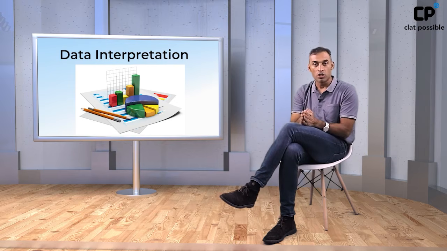DI is a very important section, though it's just 15 marks, but it actually can make a huge difference as far as your final score and ranking is concerned.